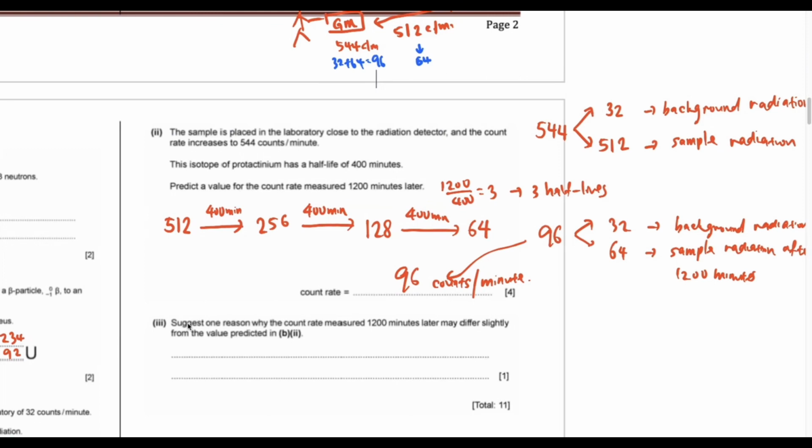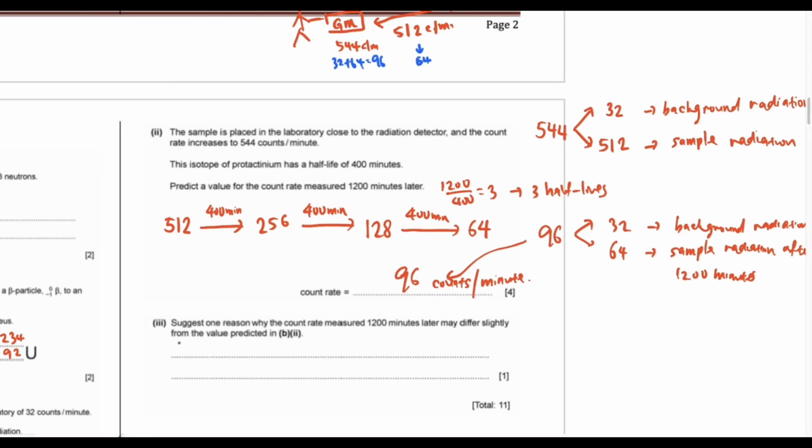Okay, so let's see part 3. Suggest one reason why the count rates measured 1,200 minutes later may differ slightly from the value predicted in part 2. So you predict it to be 96. Maybe at the end of the day when you really use a Geiger-Müller counter to count, maybe you get 105, for example. So we have to give a reason why in practical you may not get 96 exactly.